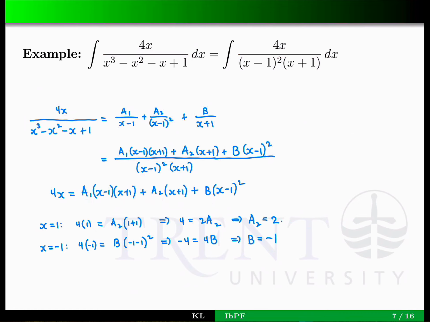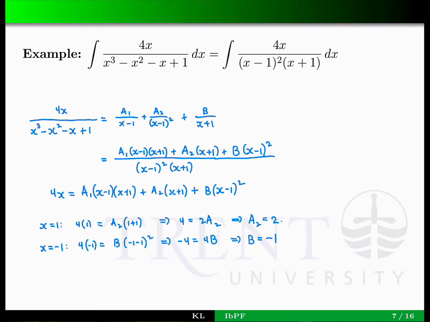In our case, sorry, A1, A2, and B, we were only able to find the values of A2 and B. So we need to find the value of A1. But we don't have another zero. Well, we can use a different number instead of the zeros.